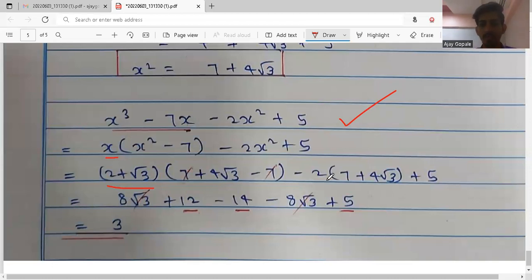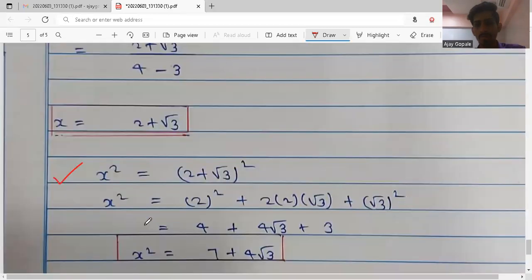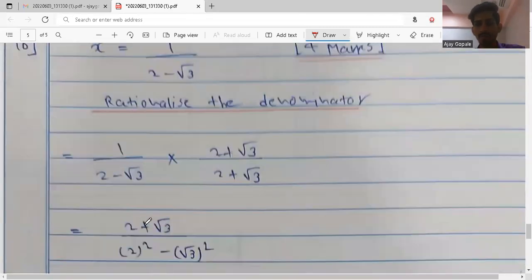Then we'll multiply this 2 with both the terms. Minus 2 into 7, that is minus 14, plus minus minus 2 fours are 8, 8 √3 as it is, plus 5. In next step, 8 √3 minus 8 √3 gets cancelled. So what remains over here is 12 minus 14, that is minus 2. Minus 2 plus 5, the answer is 3. That's it. So your answer should be 3 for this question. Very simple question, 4-mark question.